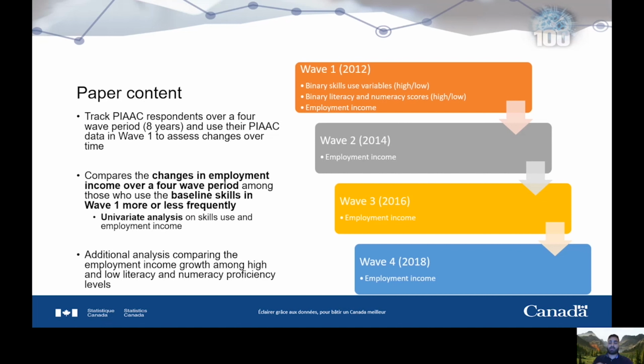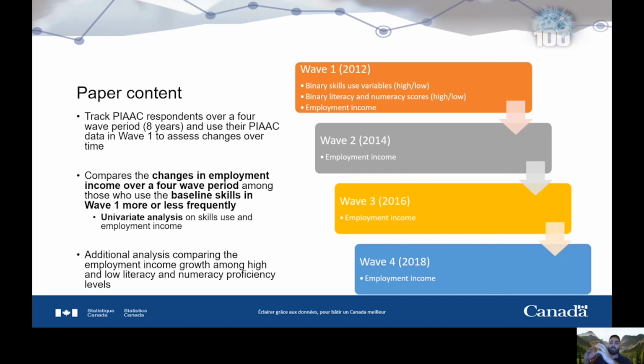Let's get into the layout of the analysis conducted in this paper. On the right-hand side, you'll see the format of it. So we first have the derived variables. We have a derived version of the skills use indices, a derived version of the PIAAC numeracy and literacy scores, as well as employment income in 2018 dollars, all from wave 1. And then we track the employment income growth over the next 3 waves.